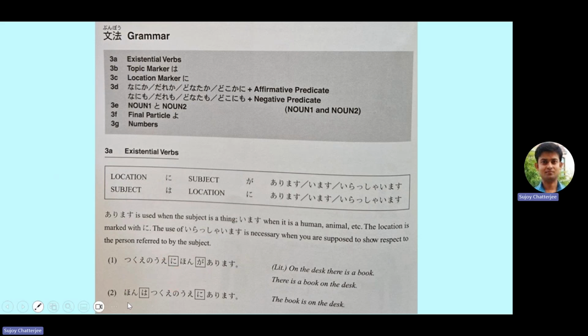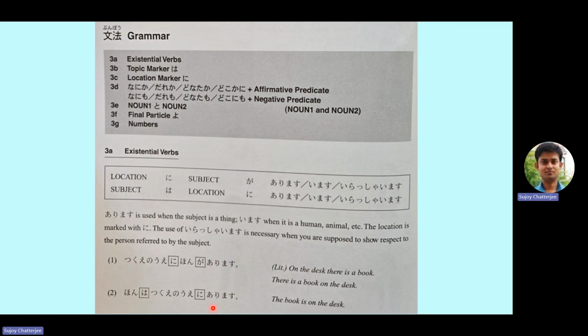And in the second case, hon wa tsukue no ue ni arimasu. The book is on the desk. Here the meaning is that one specific book is on the desk. That means we know which book we are talking about. So where is that book? That book is on the table. So now here the importance is on the table, because everybody knows that the book exists somewhere, but where, we don't know. So on the table is more important here.